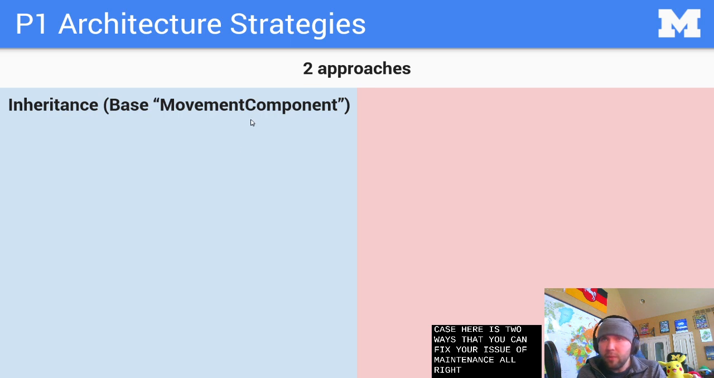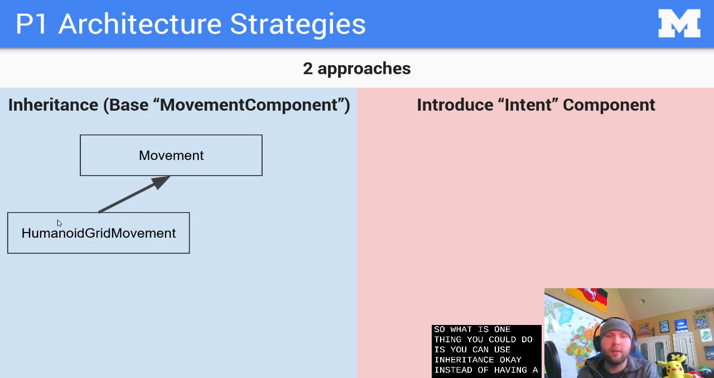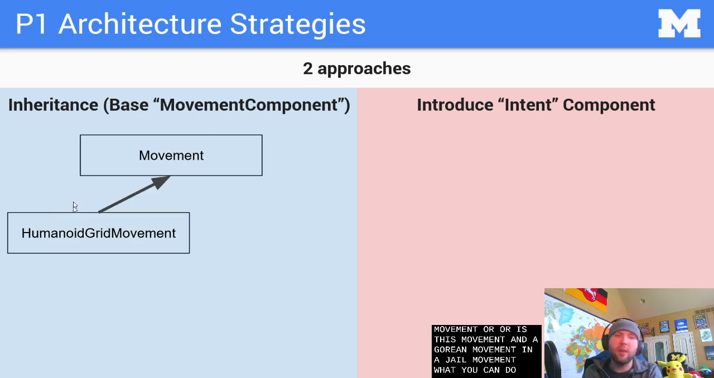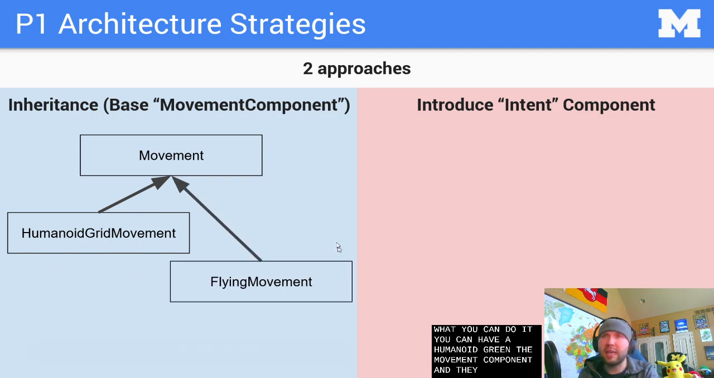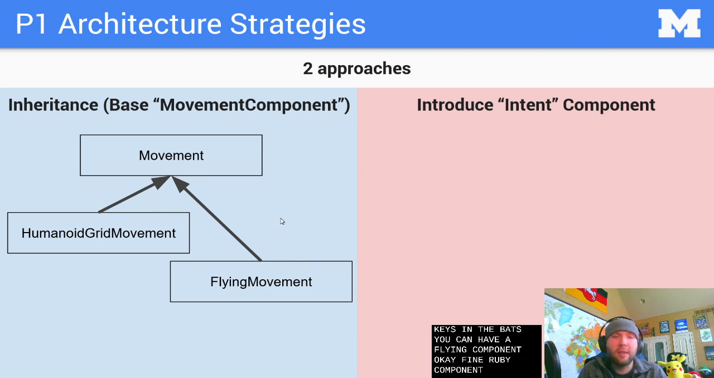So one thing you could do is you can use inheritance, okay? Instead of having a Stalfos movement and a Goriya movement and a Gel movement, what you can do is you can have a humanoid grid movement component, and then for the Keese and the bats, you can have a flying movement component, and they will both inherit from movement component.